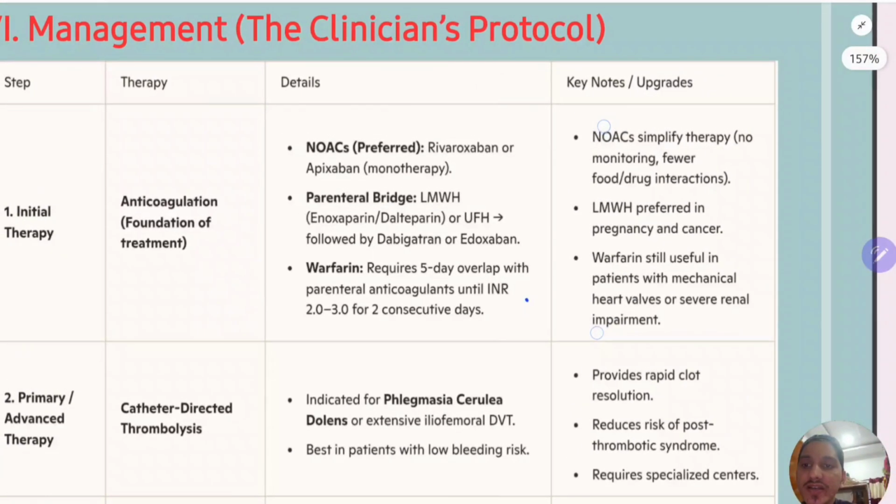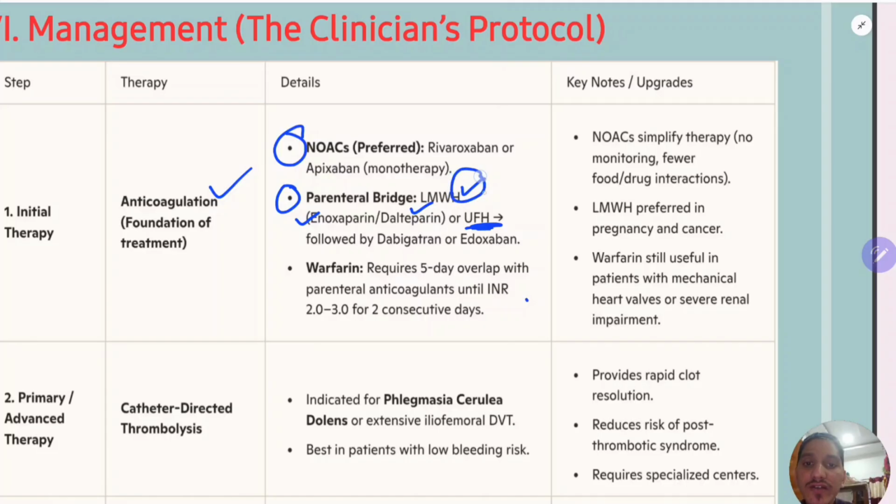Now, initial therapy is anticoagulation, if it is not contraindicated. First line preferred is novel oral anticoagulants, rivaroxaban or apixaban, or you can give a parenteral bridge, for example, low molecular weight heparin. There are two: enoxaparin given twice daily, dalteparin given once daily, or you can use unfractionated heparin.